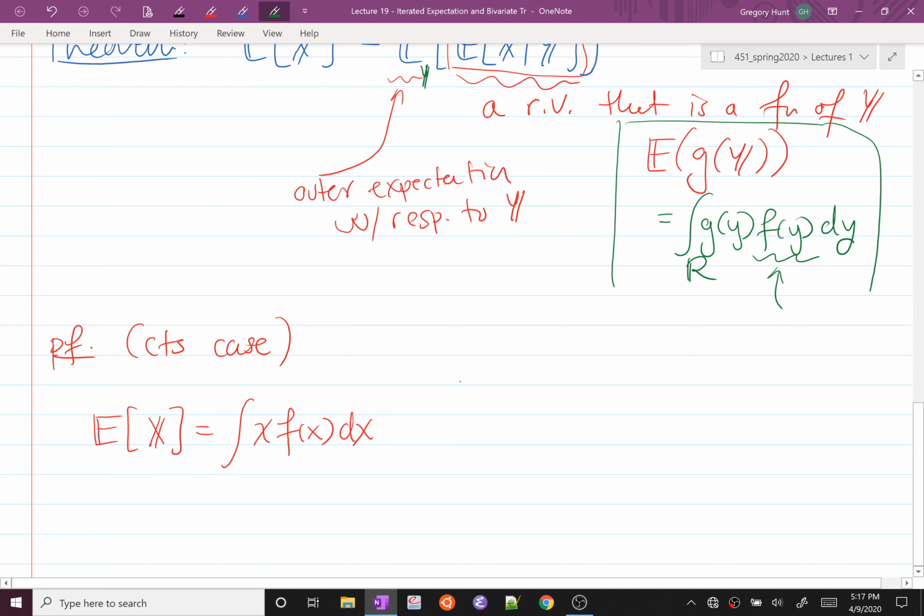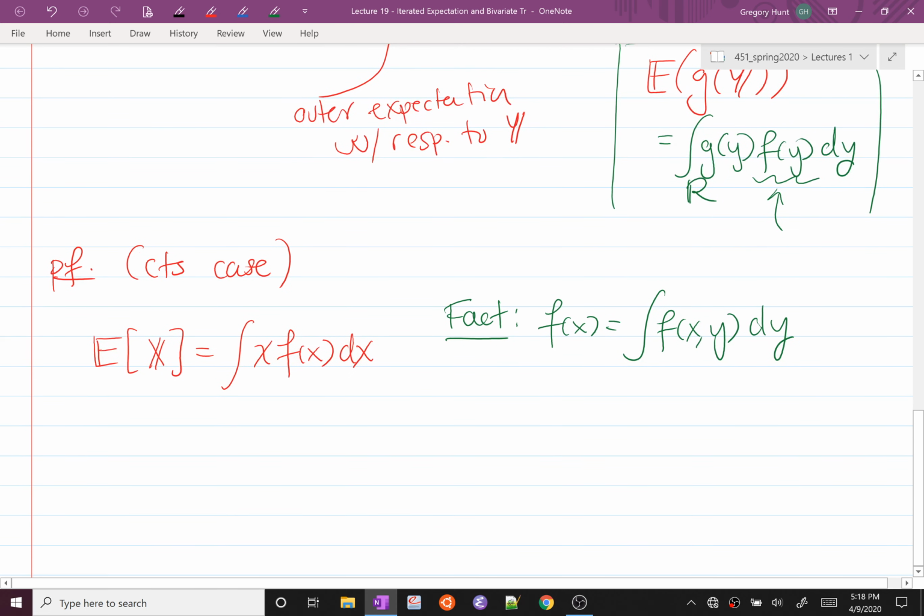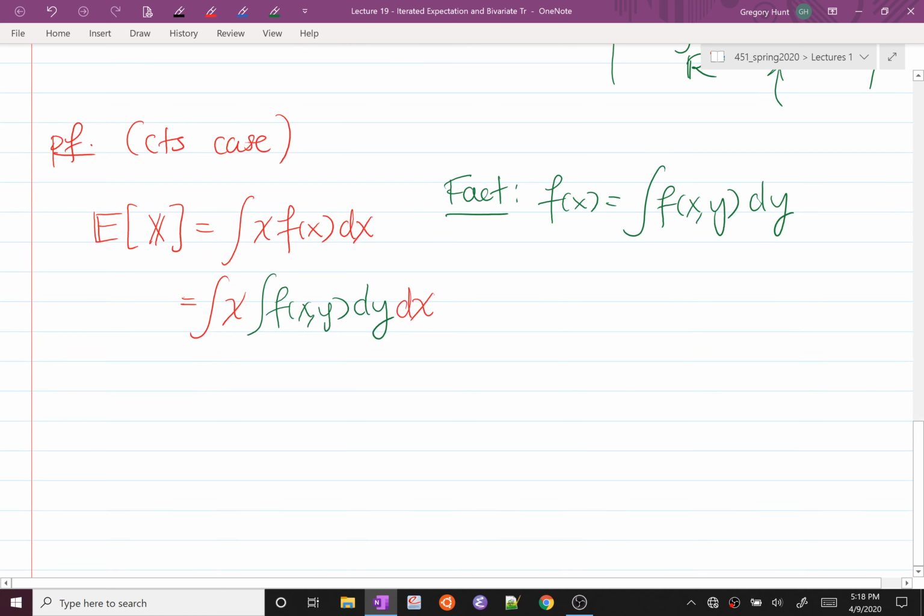And we can use a fact, which is that the PDF of x, that is the marginal distribution of x, we know we can get by marginalizing out y from the joint. So we could write this as integrating with respect to y of the joint f of x, y. And so one could replace that in our formula. This would be x times the integral of f of x, y, dy, and of course we still have our dx out here.